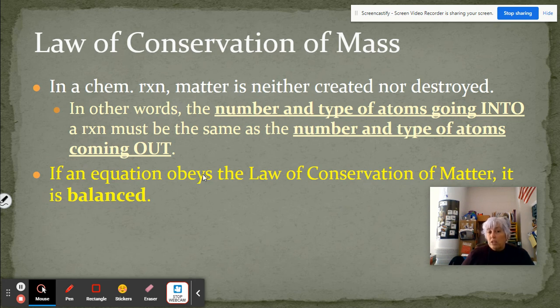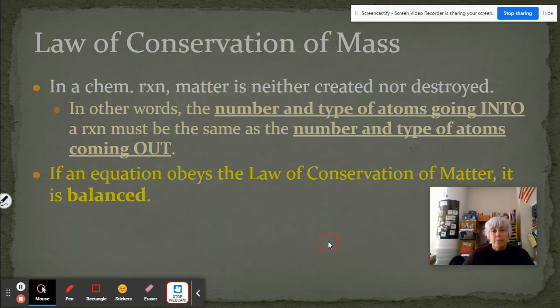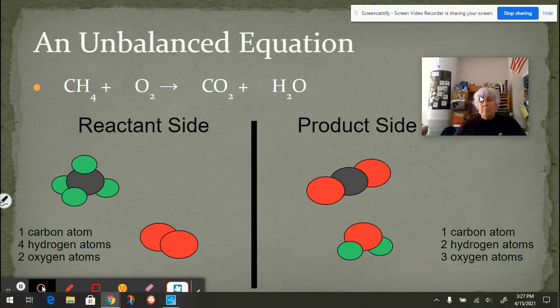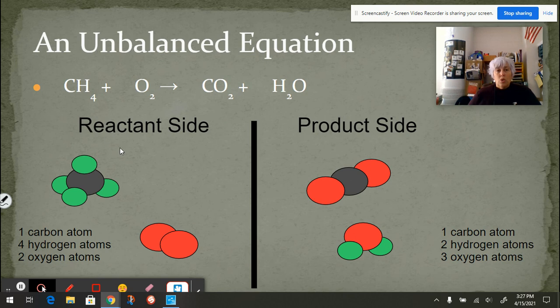And if an equation is balanced, it is obeying the law of conservation of matter or mass. Okay, when it's not balanced, it's violating that law. All right, so this is an example of an unbalanced reaction. So here's the equation, and here's kind of a picture version of it.